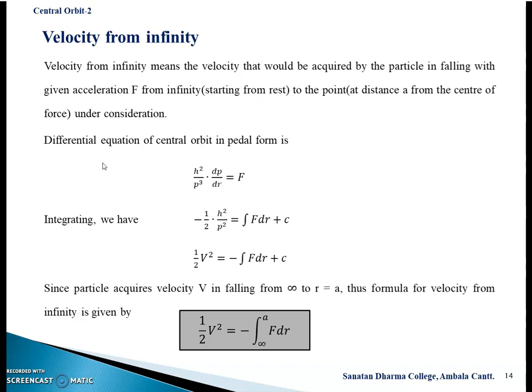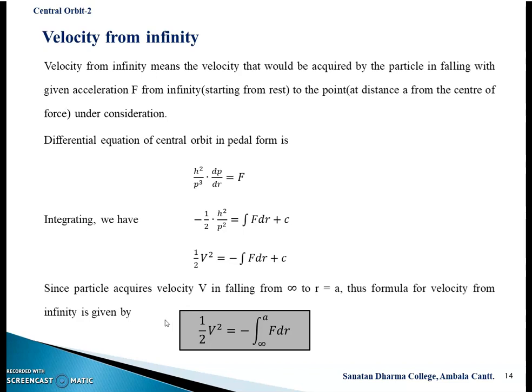To find this velocity, we will consider the differential equation of central orbit in pedal form, which is h square over p cube dp by dr equal to f, and after integrating we have this result. You know h square over p square is equal to v square, that is velocity. So this is the formula for velocity, and since the particle is starting from infinity and reaching a, we can integrate from infinity to a.